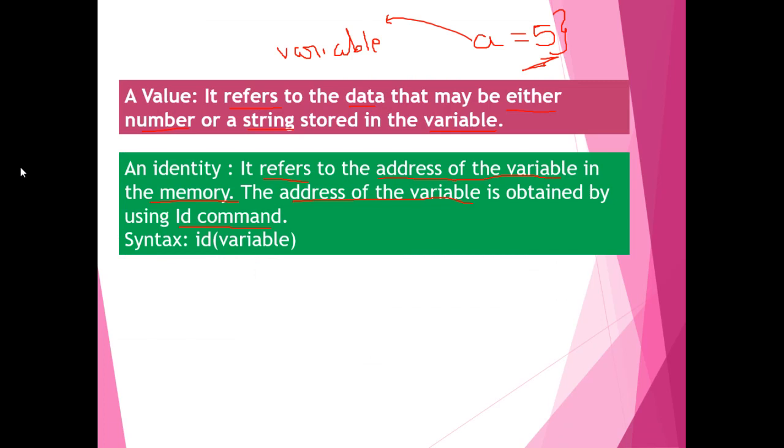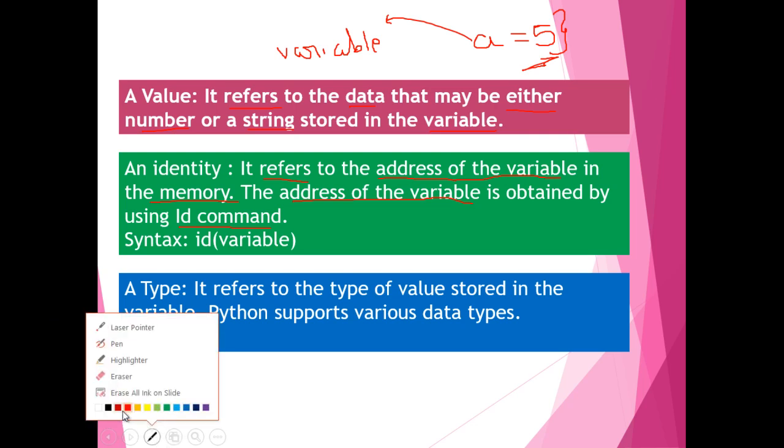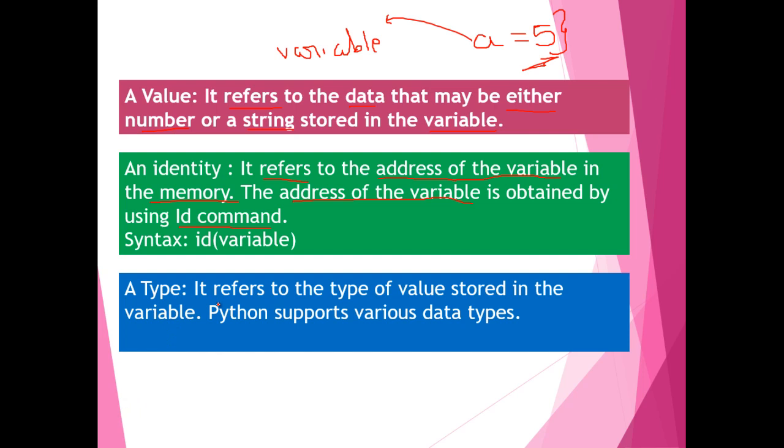So the next thing is type. Type refers to the type of value stored in the variable. Python supports various data types, as we have already learned. We have different types of data, like numeric data, where we have integer, float, and complex number. Under sequence we have sets, list, tuples and dictionary. These are the various data types we have seen.